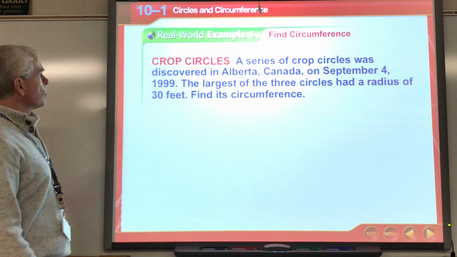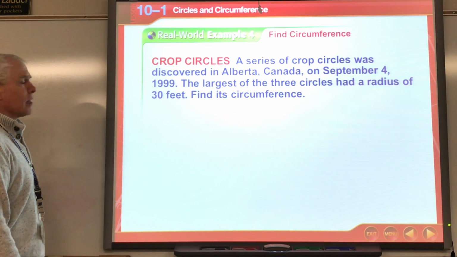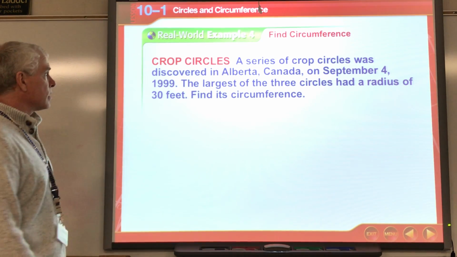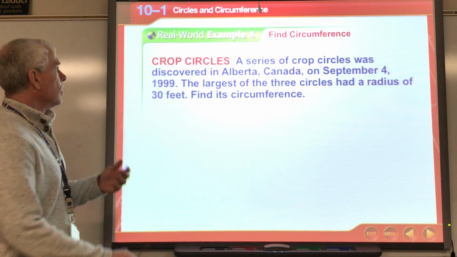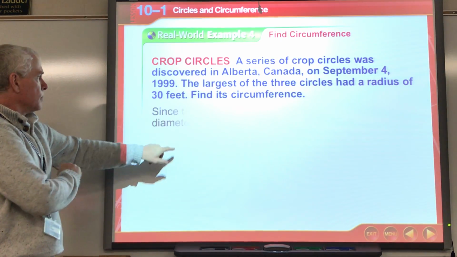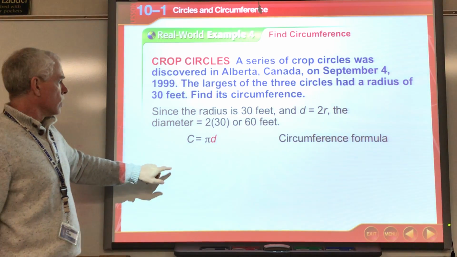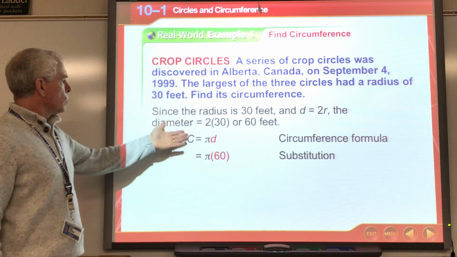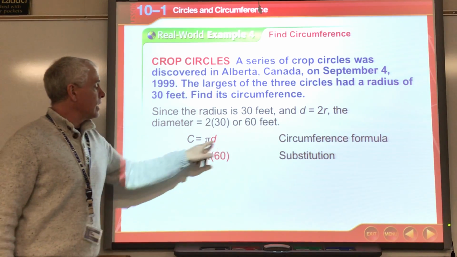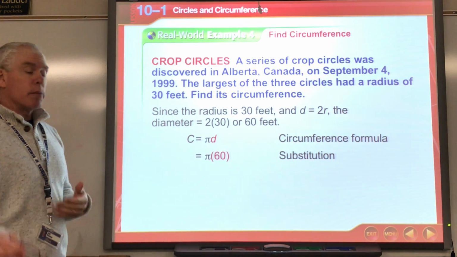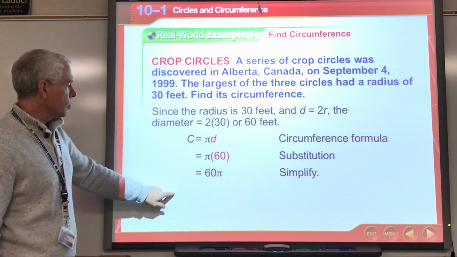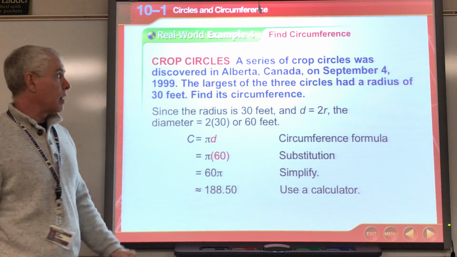A series of crop circles was discovered in Alberta, Canada on September 4th, 1999. The largest of the 3 circles has a radius of 30 feet. Find its circumference. Well, circumference is 2 times pi times r. This is r. So we're going to go 2 times pi times r, or pi times diameter. If the radius is 30, the diameter is 60. So it's exactly 60 pi. If you grab your calculator, you type in 60 times pi, and you can get an approximation for that, 188.5 roughly, okay?